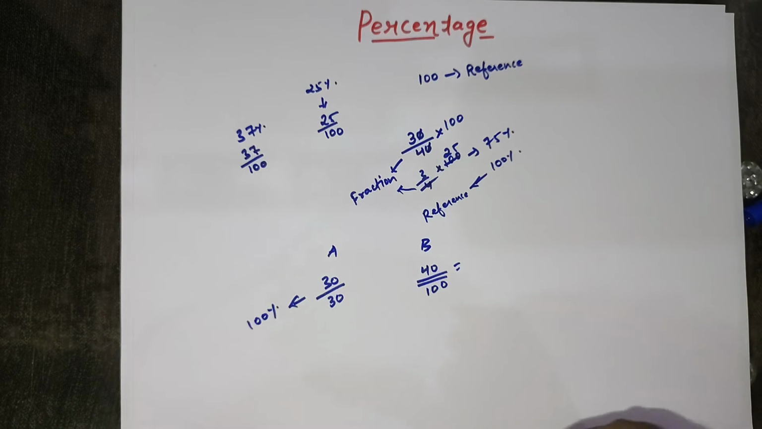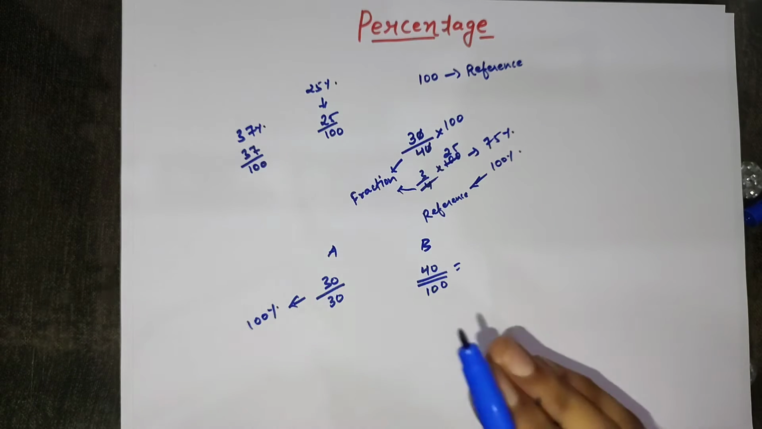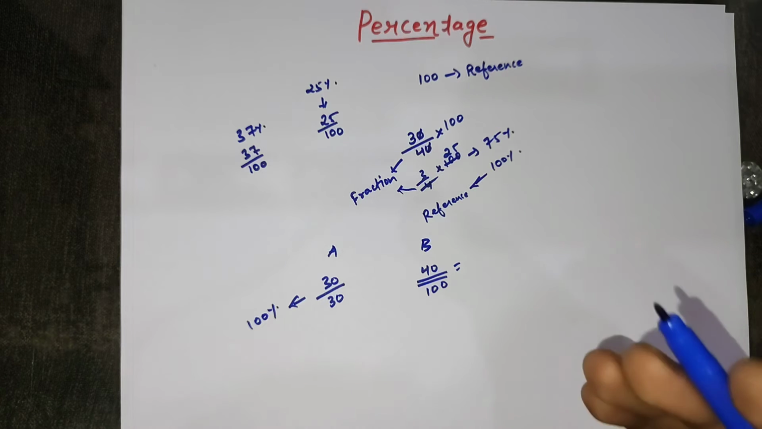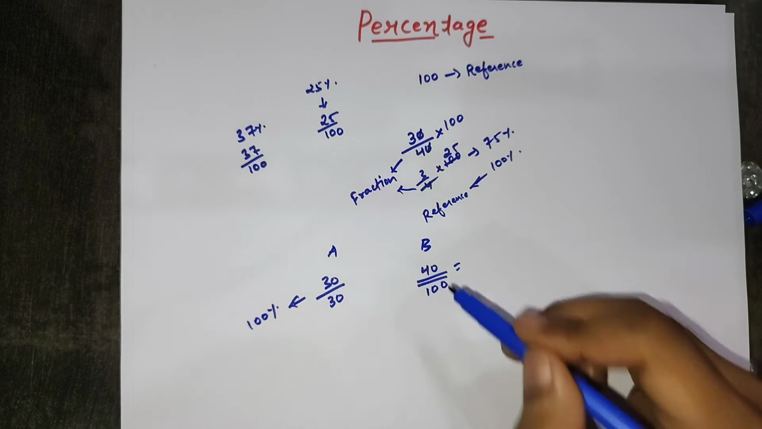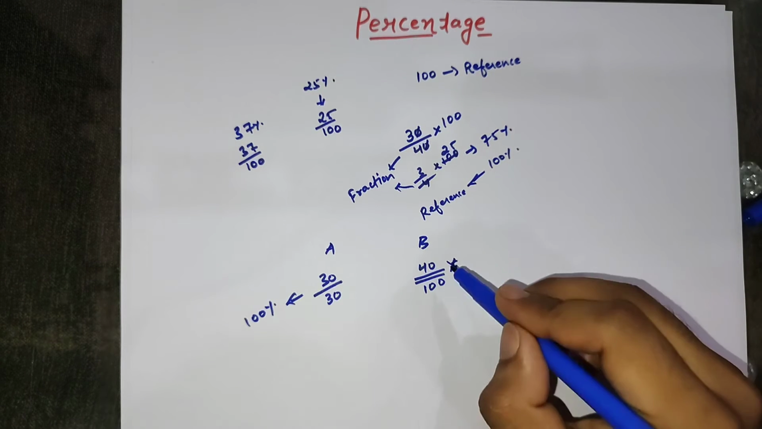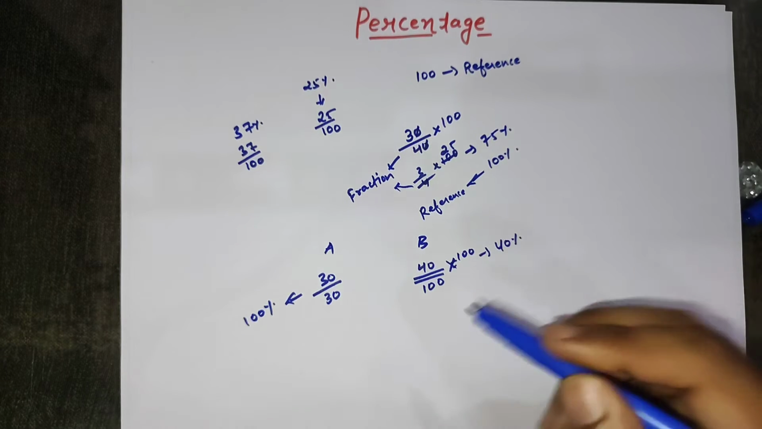So the thing I want to say is that unless you know the reference, you cannot tell who got more or less, or which quantity is more or less. But once you convert this into percentage, it will come to 40%.